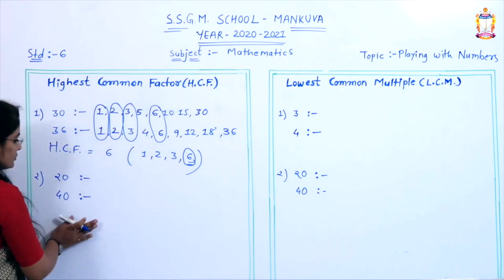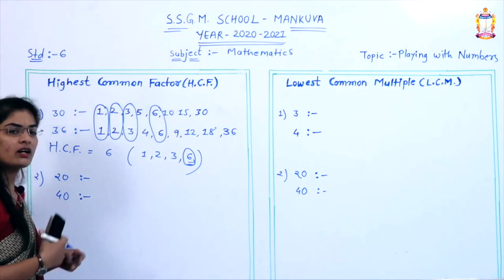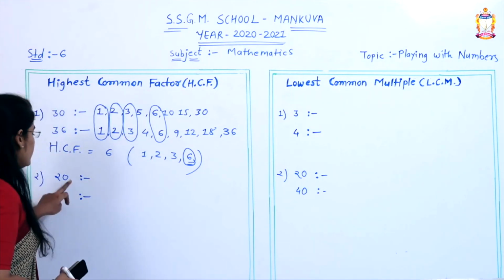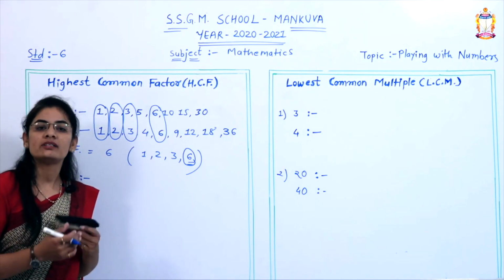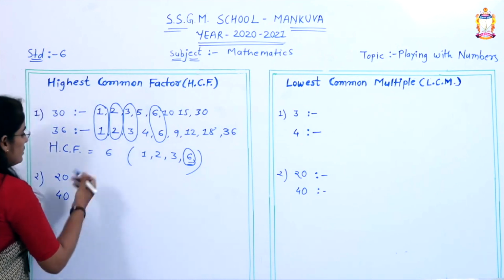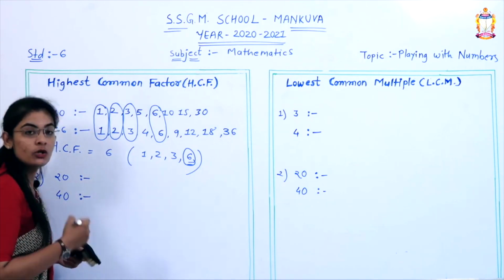Good. Now go to the next question. Again we are doing exercise, right? 20 and 40, what we have to do? We have to find all the factors of given number. Suppose we are starting with lowest factor.